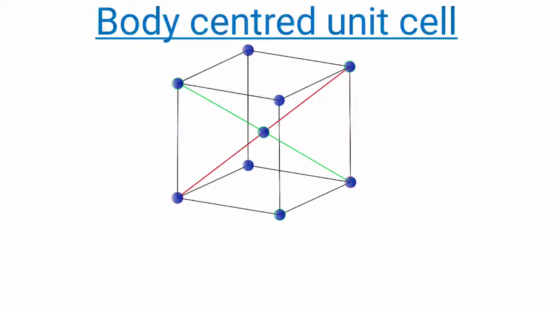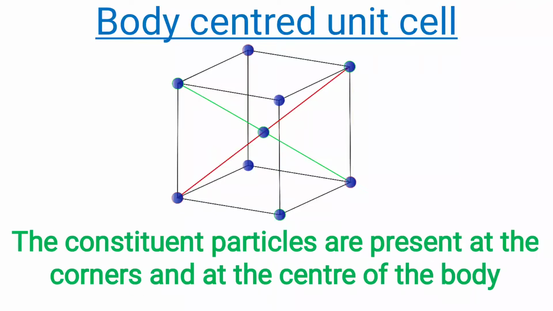Now this one here is called a body centered unit cell. You can see that all 8 corners are occupied by the constituent particles, and at the center of the unit cell, that is at the center of the body, you are able to view a constituent particle. So the constituent particles are present at the corners and at the center of the body. Such a unit cell is called body centered unit cell.